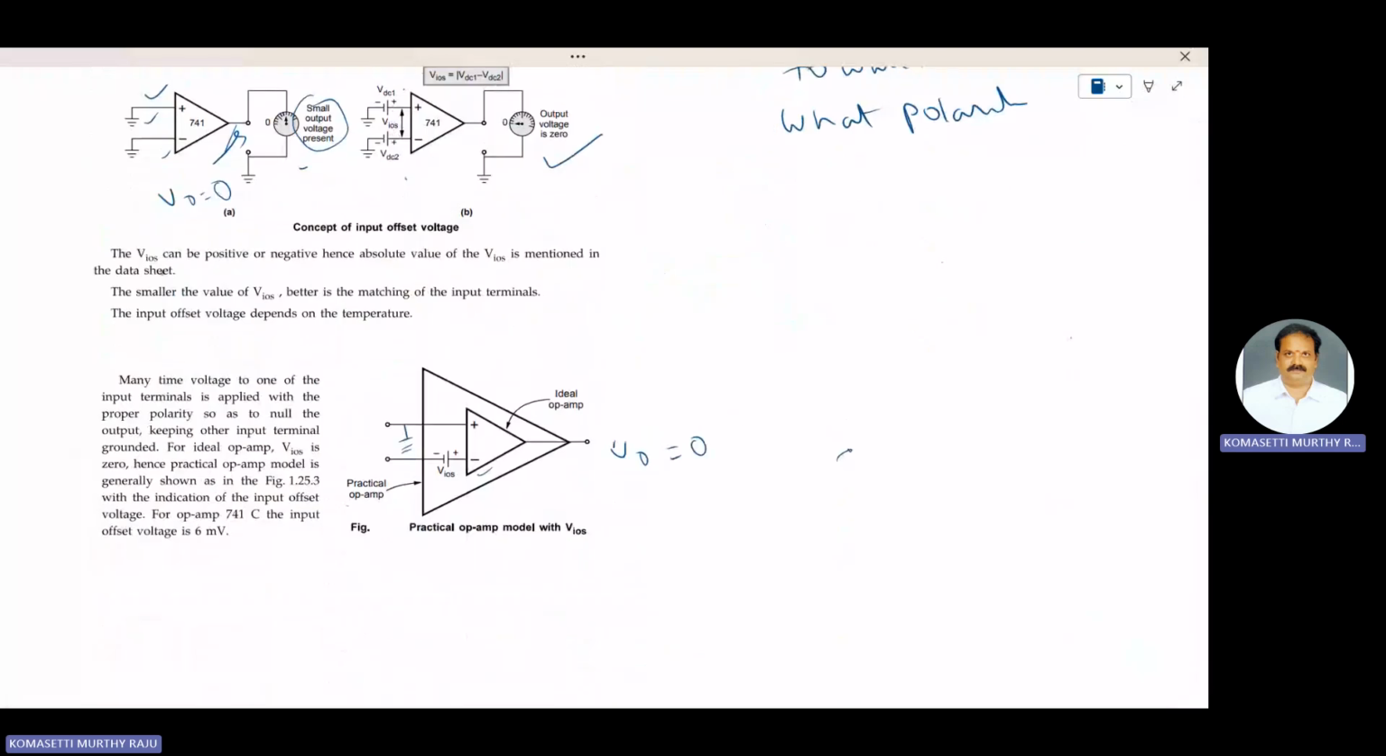VIOS can be positive or negative. Hence, the absolute value of VIOS is mentioned in the data sheet. The smaller the value of VIOS, the better the matching of the two input terminals. Matching of the two input terminals means base current IB1 is equal to IB2. The input offset voltage depends on temperature.